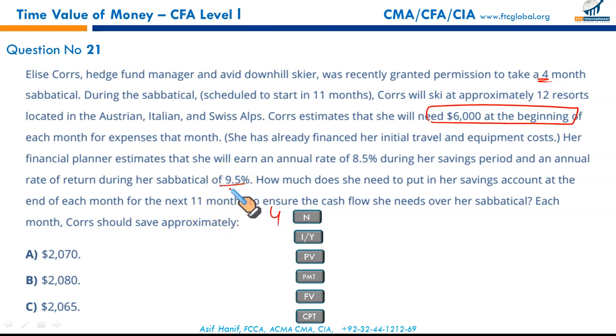9.5% for the whole year, since we are talking on a monthly basis, so 9.5 divided by 12, it's 0.79166, right? Every payment she will receive will be for $6,000 in order to cover her expenses. Future value is 0. We need to compute what should be the present value at the end of the period when these 11 periods are over.